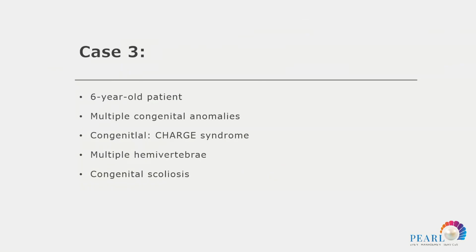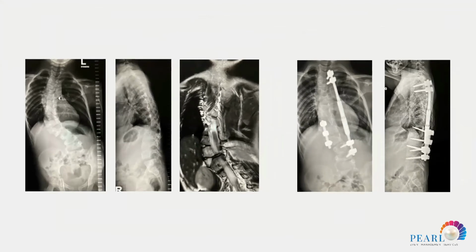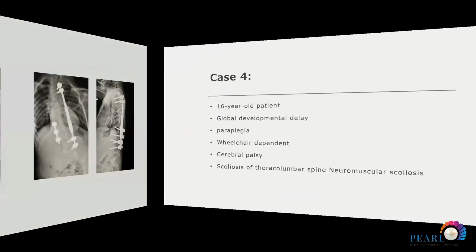6-year-old patient with multiple congenital anomalies, congenital CHARGE syndrome, multiple hemivertebra, congenital scoliosis. We can see here hemivertebra in 2 levels and hyperkyphosis in the thoracolumbar area. Here is the hemivertebra. We remove the hemivertebra, make fusion on the right side, and we put the magic rod, the growing nail on the other side to keep the spine growing and to correct it during the time.